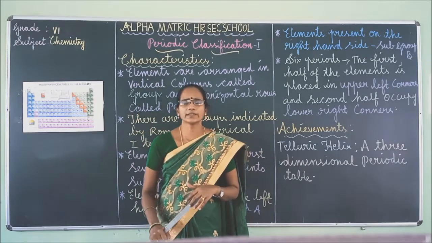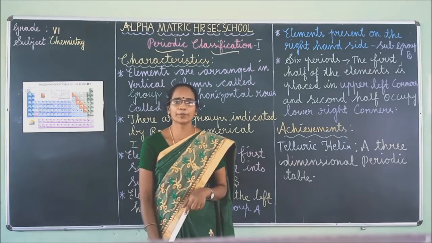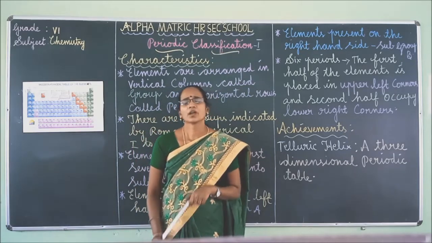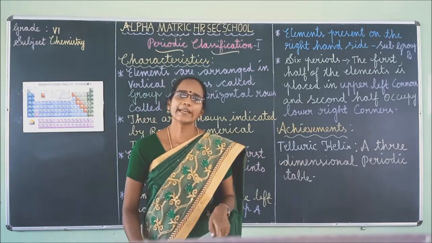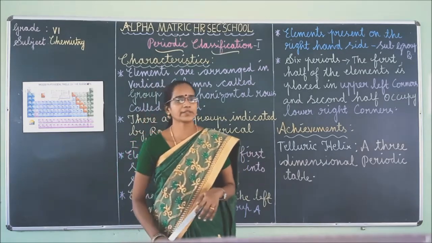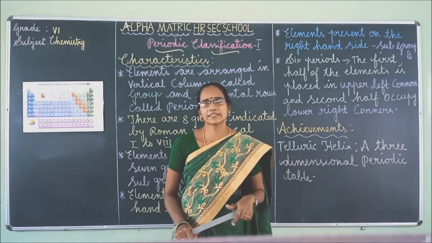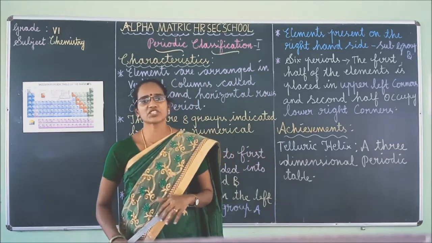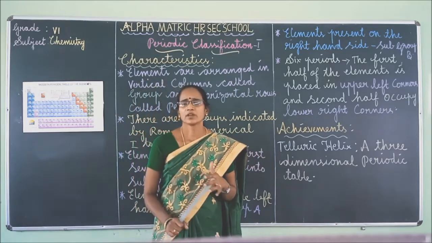Today we are going to discuss Mendeleev's periodic table. We all know that there are 118 elements present in the periodic table. Out of these 118 elements, 94 are naturally occurring, whereas the remaining 24 elements are synthesized in the laboratory. These are artificial elements.